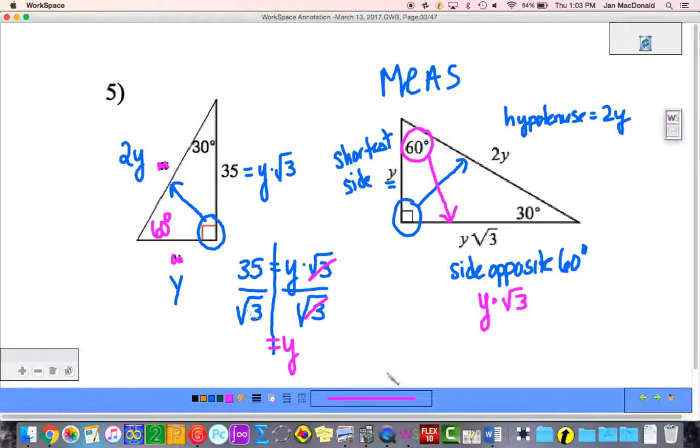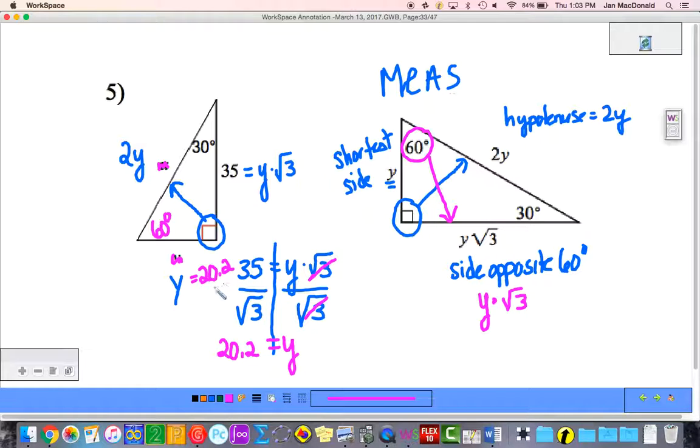Well, radical 3 is approximately 1.7, but I'm going to use my calculator. 35 divided by the square root of 3 is 20.2, roughly. Not exactly 20.2, but roughly 20.2. That is the value of y, my shortest side.